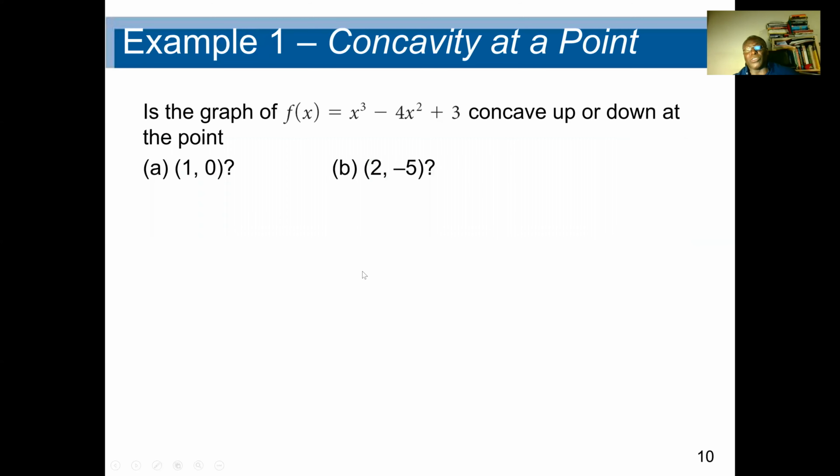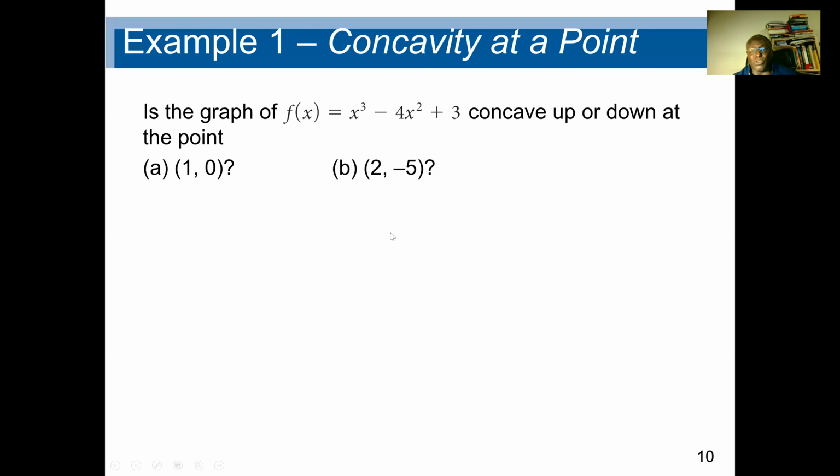So these are the rules now. Now let's see an example. The example is given: is the graph of f(x) = x cubed minus 4x squared plus 3 concave up or concave down? We don't know, but first we have to have an interval. A, the interval is between 1 to 0. B is between 2 to -5.